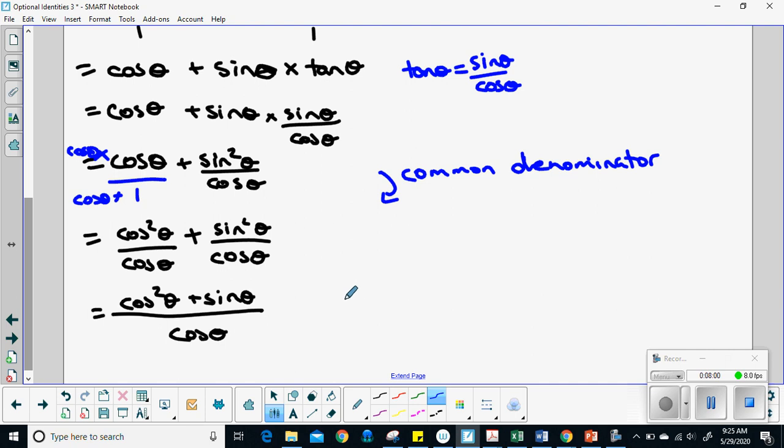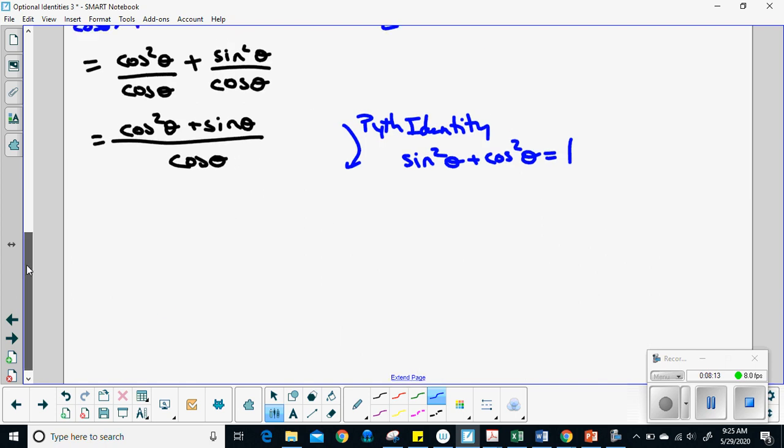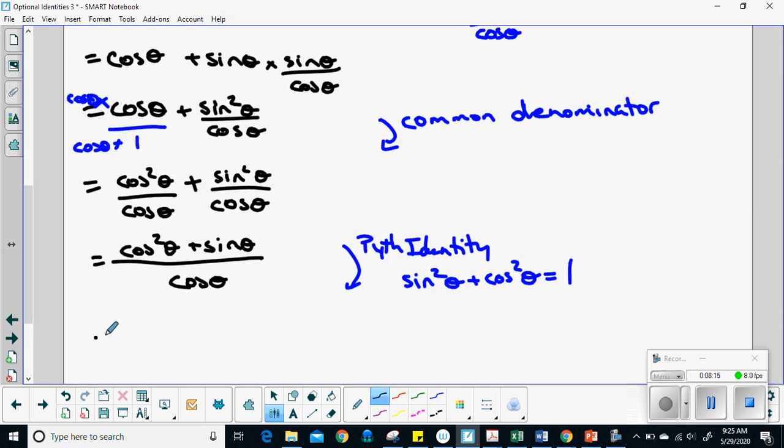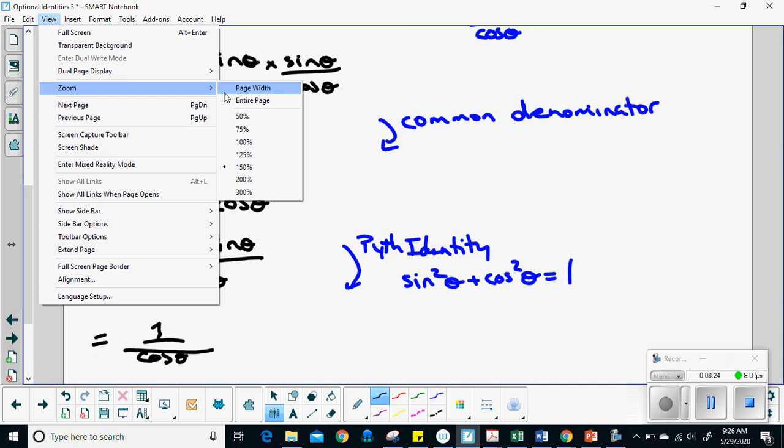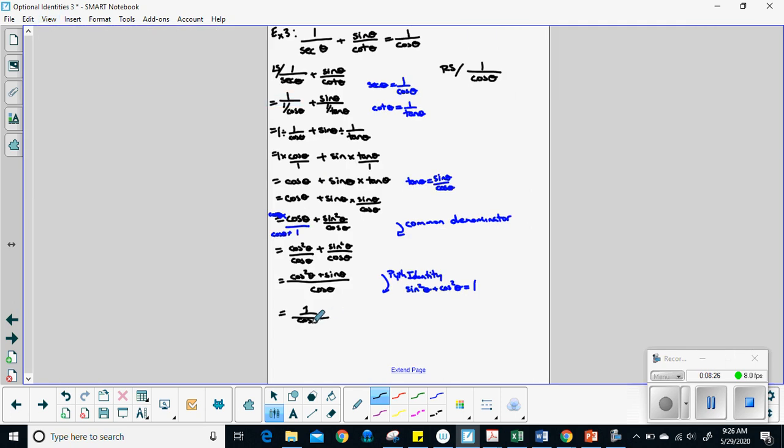And remember, the Pythagorean identity is sine squared plus cos squared equals 1. So my numerator just becomes 1. Boy, that's a lot of work to get a 1. That's okay. So I now have 1 over cos angle. So let's see, did I get it? 1 over cos angle, 1 over cos angle, yes!